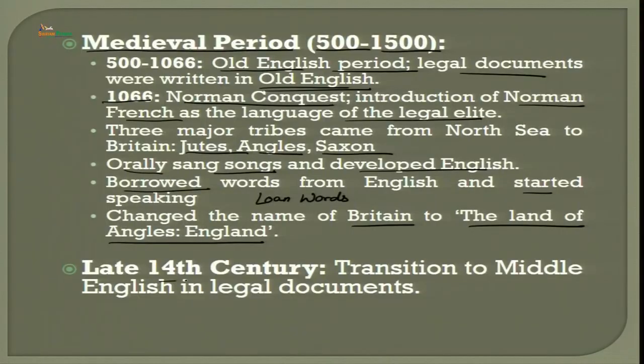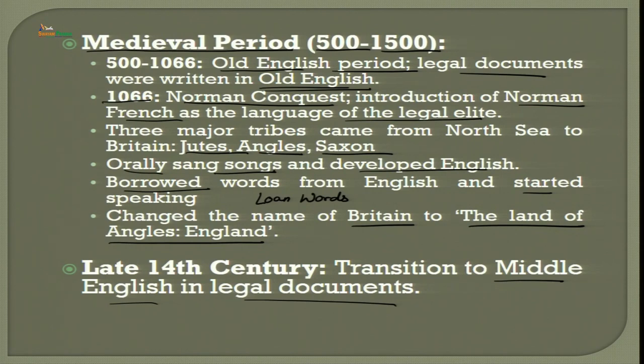So this is all about a little bit of historical facts that are really very important when you go for the legal impact of these Latin, French and Germanic influences on our language. So further, in the 14th century, what happened? Late 14th century, the transition to Middle English in legal documents. We could see that transition from the medieval period, from Old English to Middle English, right?